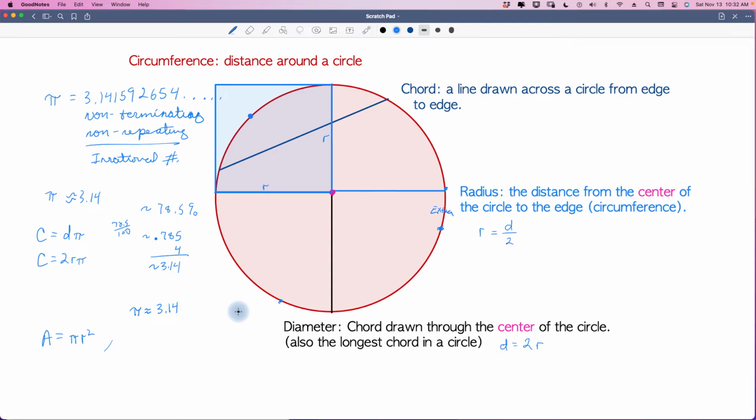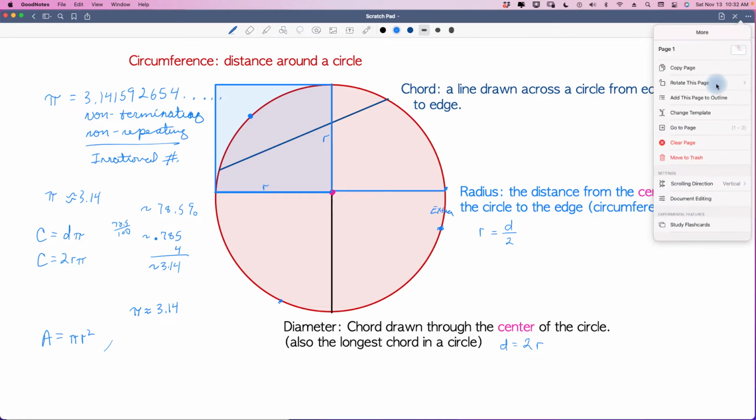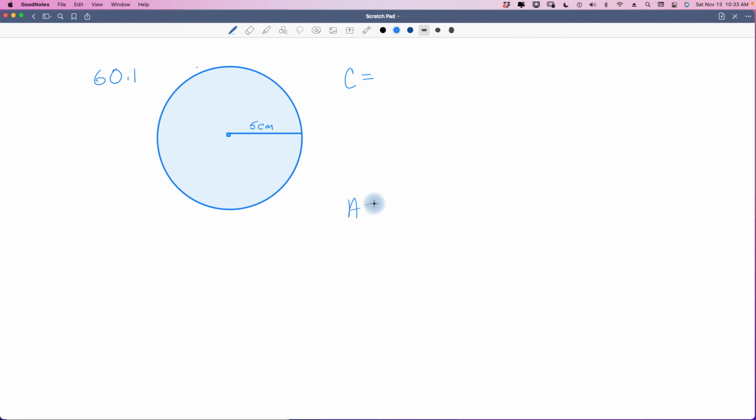All right. Let's do some example problems. And I think we really only have 2 problems. So we have a circle, right? 60.1. We have a circle and I'm going to just draw it instead of writing it out. I think that'd be so much cooler. All right, we have a circle and the radius of that circle is 5 centimeters. First, find the circumference and then find the area.